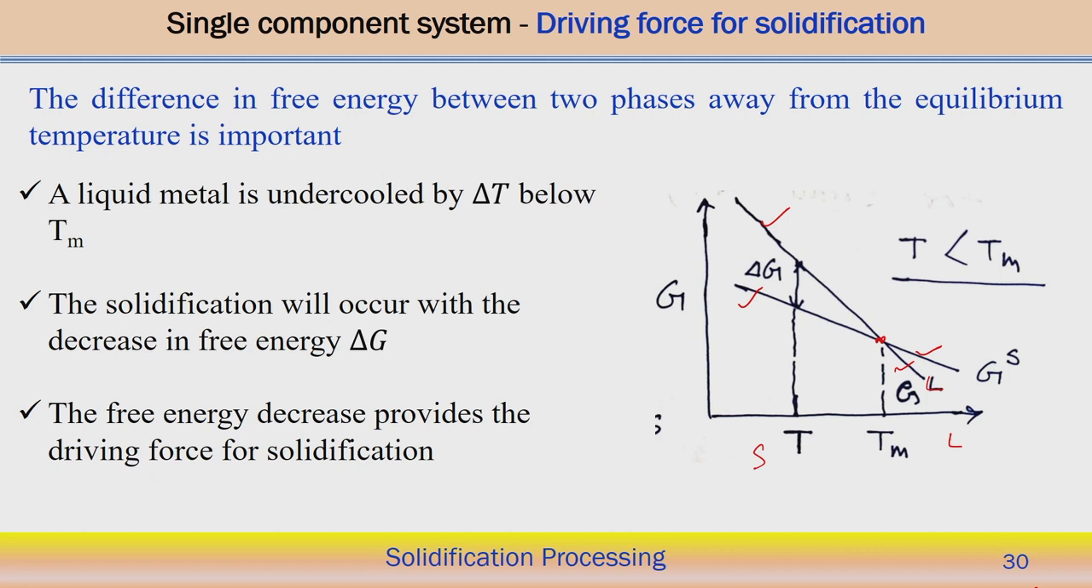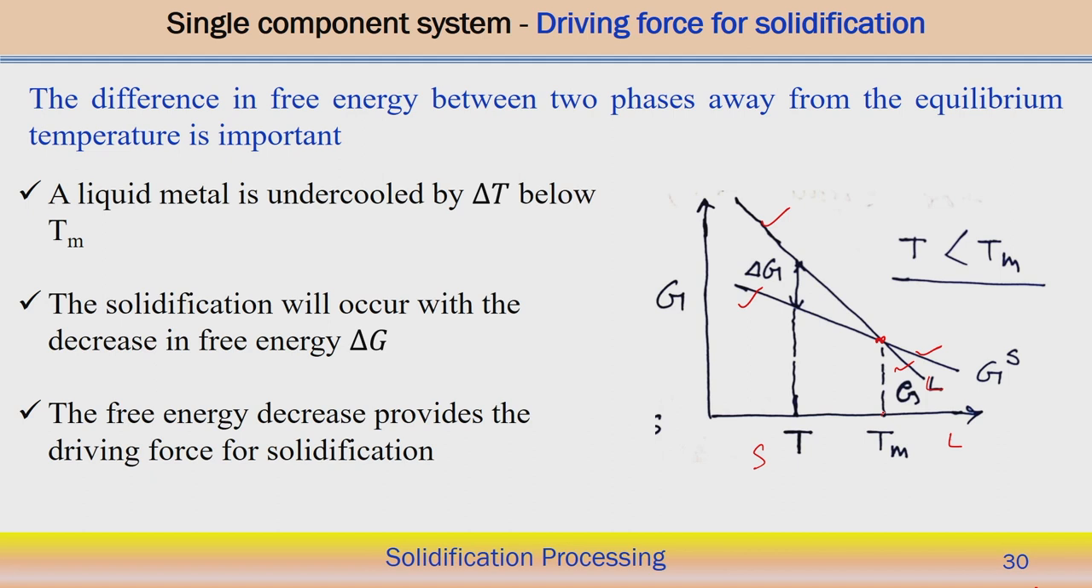Now, what is the driving force? We can calculate the Gibbs free energy change, delta G. For example, we know the liquid metal is undercooled by delta T below Tm, the melting point temperature, and we understand the driving force for the homogeneous nucleation process is the degree of undercooling associated with this particular system.